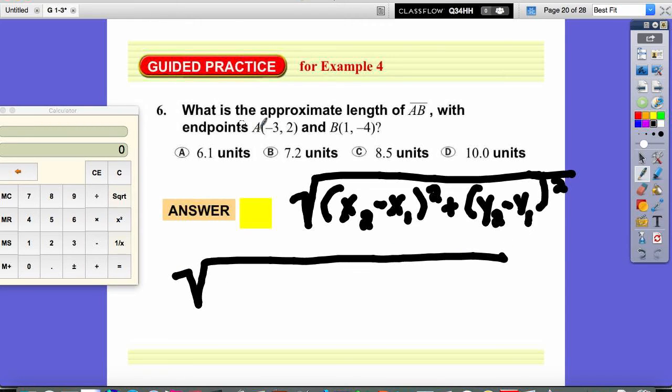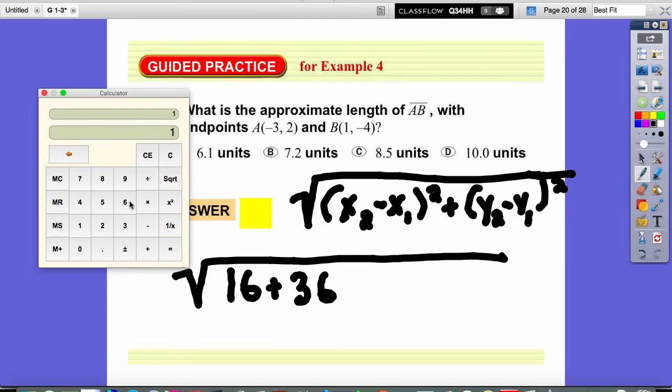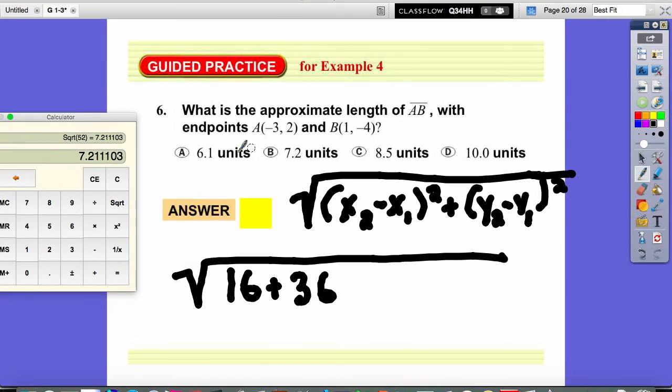So negative 3 minus 1 is negative 4, and negative 4 squared is 16. 2 minus negative 4 is the same as 2 plus 4, which is 6. 6 squared is 36. So 16 plus 36 is 52, and the square root of 52 is 7.2 to the nearest tenth. So the correct answer is B.